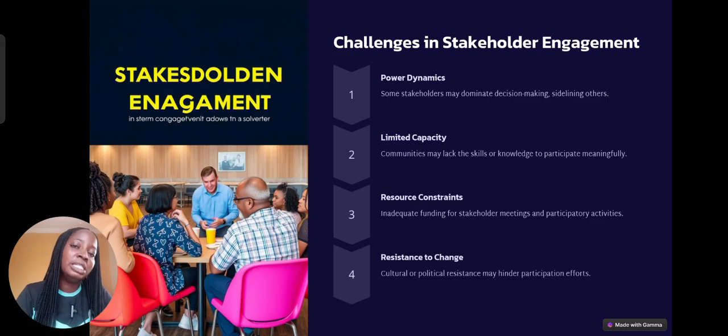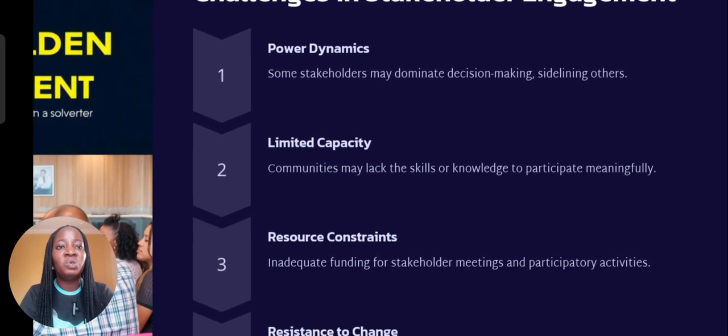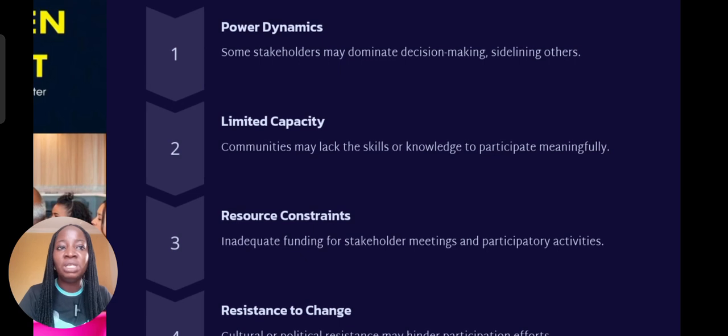What are the challenges in stakeholder engagement? Of course, number one has to be the power dynamics. Some stakeholders may dominate decision making and sideline others, like what we are seeing in our country, Nigeria, where the politicians are sidelining the others, especially the community members who are supposed to be actively involved in planning their primary healthcare center. For goodness sake, it is going to be in their community, and if you are not engaging them, then how do you expect to achieve universal health coverage?